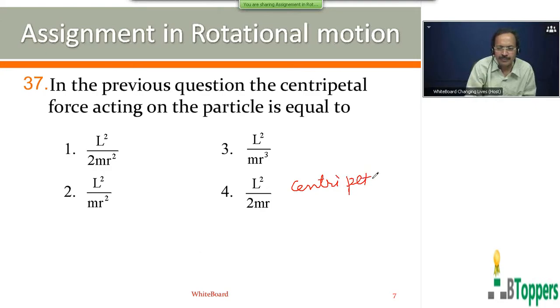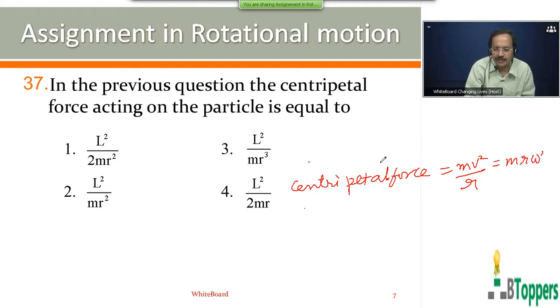on the particle performing uniform circular motion, you can write mv square by r, or you can also write it as mr omega square. Any one of the ways. So angular momentum of the particle, you can write mvr, or you can also write I omega, that is mr square omega, as explained in the previous question. So omega can be written as L by mr square.